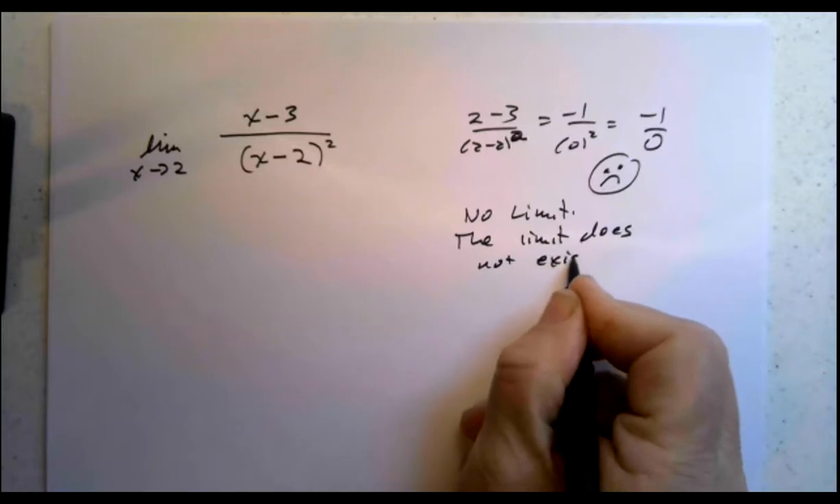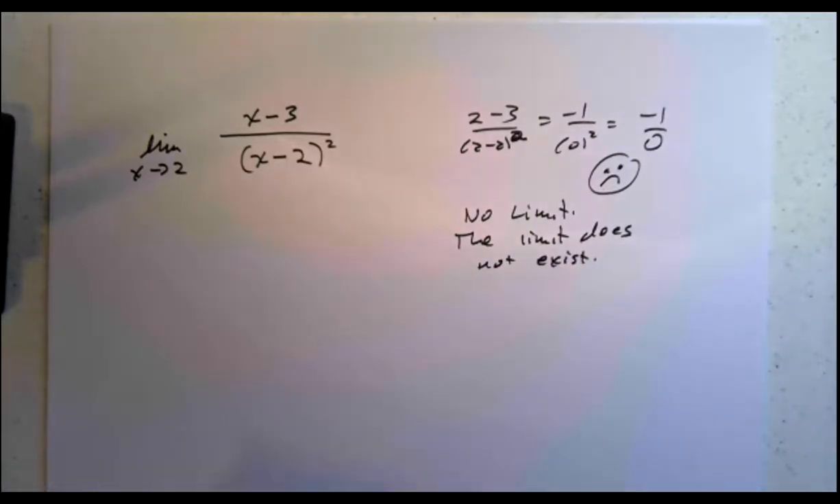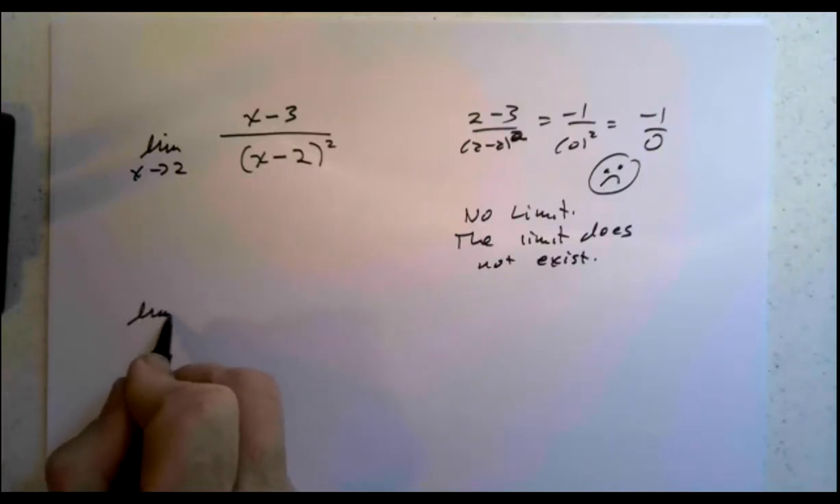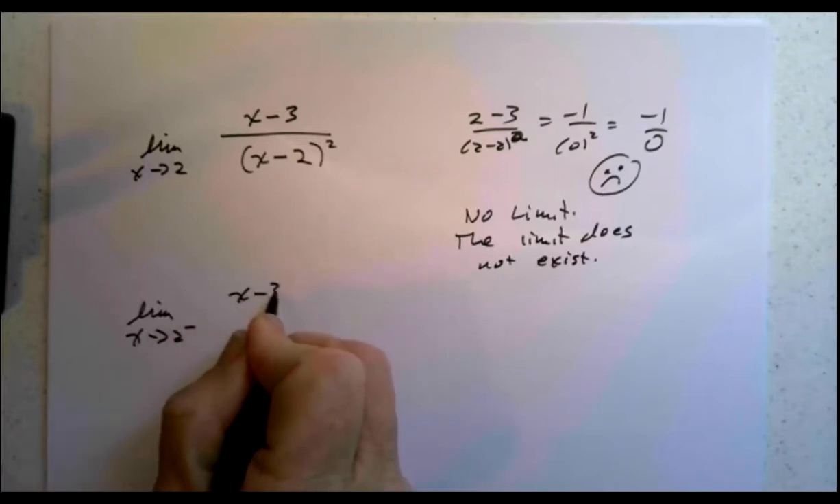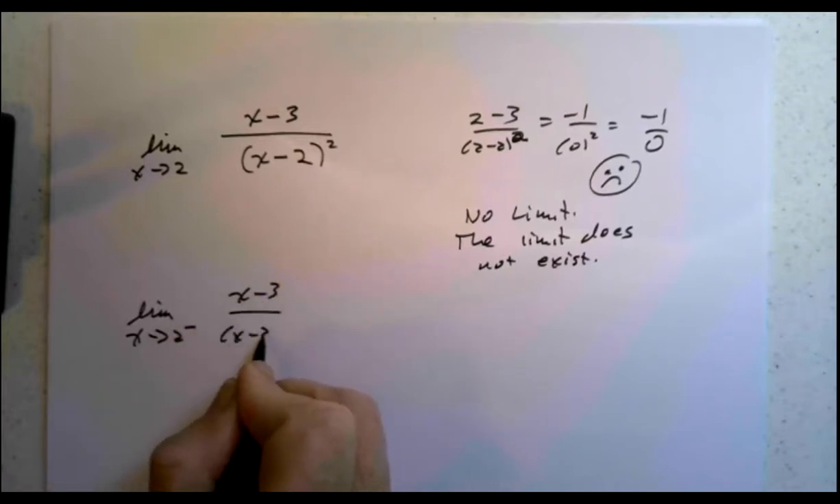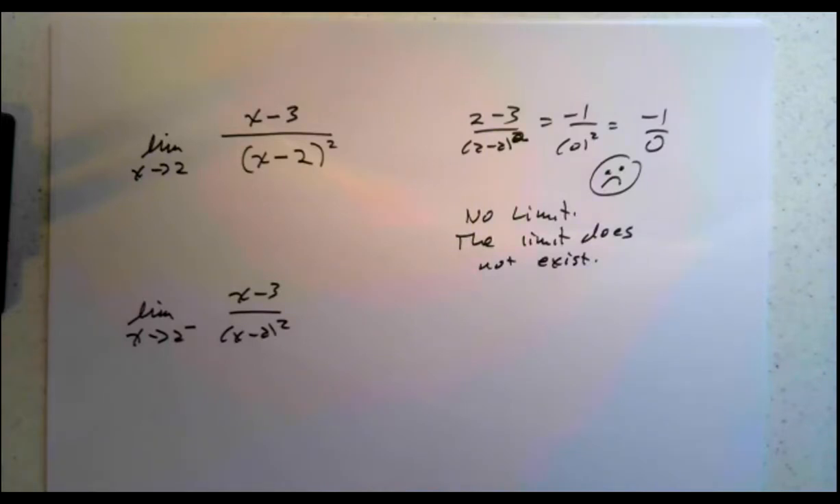But I want to show you something. What happens as I approach 2 from the left? What happens as I approach 2 from the right? What is the limit as x approaches 2 from the left of x minus 3 over x minus 2 squared? So I'm going to choose numbers to the left of 2. We're going to try to see what happens.